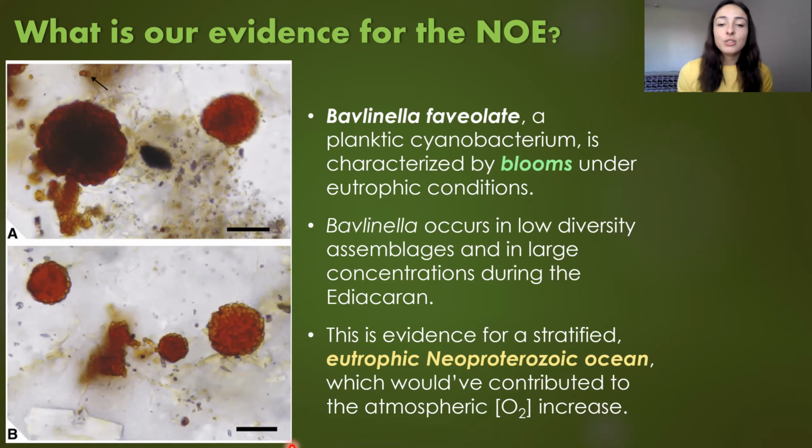And this is evidence for a eutrophic Neoproterozoic ocean, so an over-nutrified algal bloom-rich ocean that would have contributed to atmospheric oxygen increase, because if you know anything about cyanobacteria, like we talked about in the GOE, they're photosynthetic bacteria, and these guys would have populated the surface ocean, photosynthesizing, converting CO2 to oxygen, increasing the oxygen in the atmosphere and depleting it in the deeper ocean. But we'll talk more about ocean oxygenation in the next video.